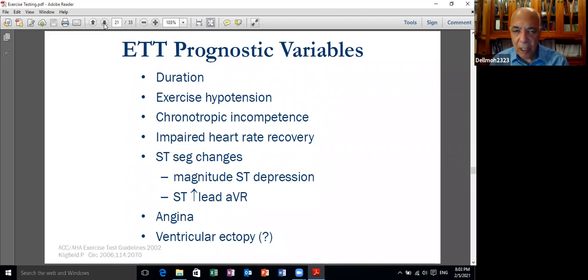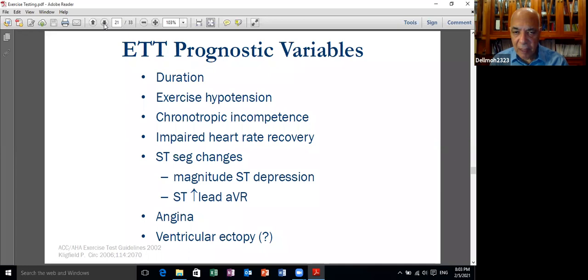Chronotropic incompetence: we have variable definitions of chronotropic incompetence, but the most accurate is the ratio of the maximum achieved heart rate minus the resting, divided by the maximum predicted minus resting. If it's less than 0.8, this is an indication of chronotropic incompetence.